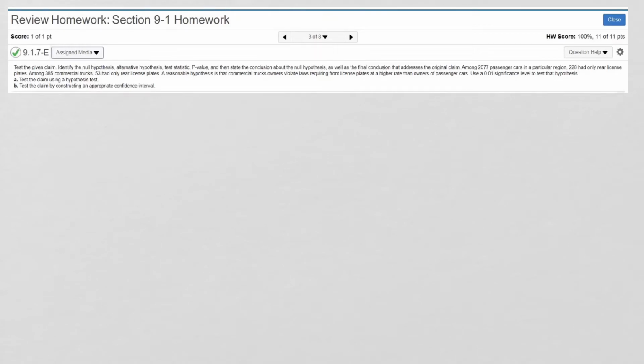In this problem, we're asked to test the claim that commercial truck drivers violate laws requiring front license plates at a higher rate than owners of passenger cars. So because we're talking about the proportion of people who violate the laws, we're going to run a two-prop z-test. And to do this, you're going to go to Stats on your calculator and then go over to the Tests menu and then go down to number 6, which is your two-prop z-test.